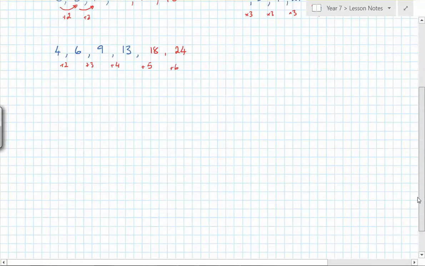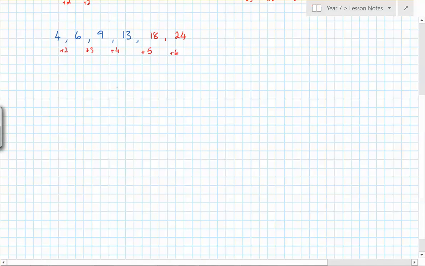So, we've got these rules. We then took it a step further, which was, we were given rules. For instance, one like this, 3n plus 1. And I said, let's write the first 6 terms of that sequence. So 3 times 1 plus 1 equals 4. 3 times 2 plus 1, which is 7. 3 times 3 plus 1 equals 10.